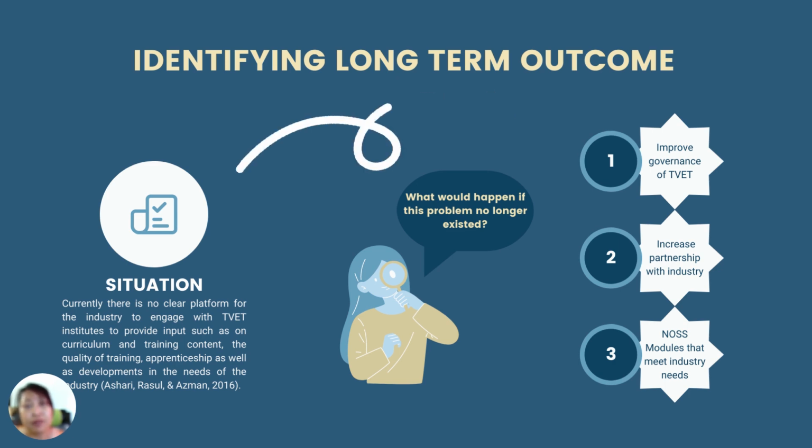If our problem is a lack of a clear platform for industry to engage with TVET institutes, and TVET policymakers work in silos, making it difficult to implement effective governance, then if these issues were resolved, the governance of the TVET ecosystem would improve, partnerships with industry would increase, and NOS modules would be designed and developed in response to industry needs. In this logic model, these are the long-term outcomes.